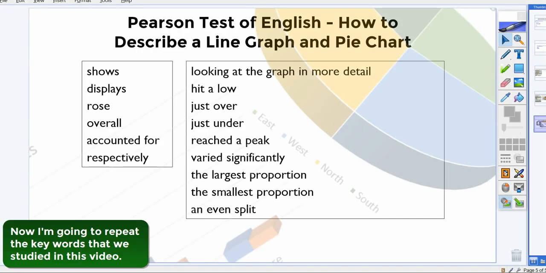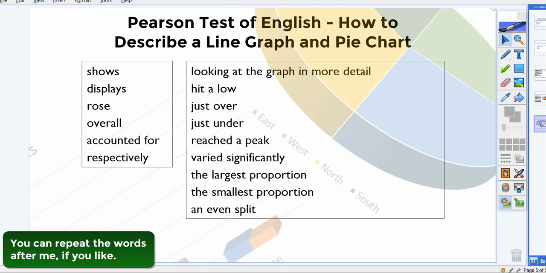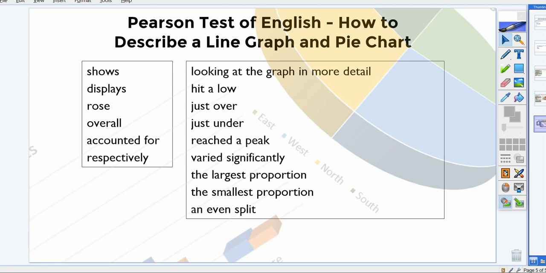Now I'm going to repeat the key words that we studied in this video. You can repeat the words after me if you like. Shows, displays, rose, overall, accounted for, respectively. Looking at the graph in more detail, hit a low, just over, just under, reached a peak, varied significantly, the largest proportion, the smallest proportion, an even split.